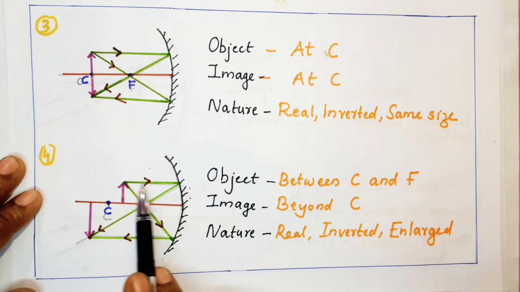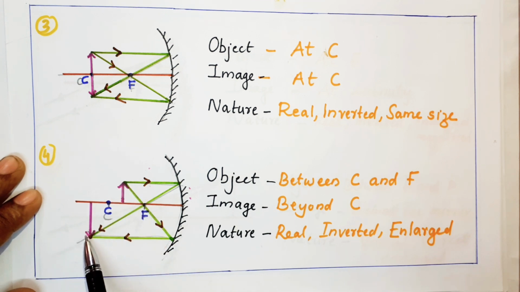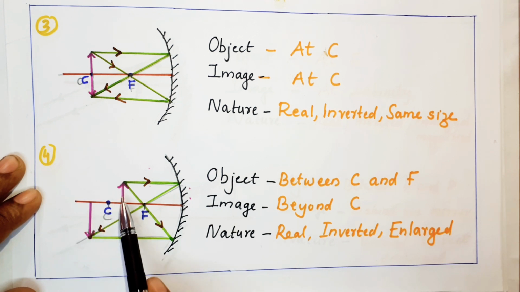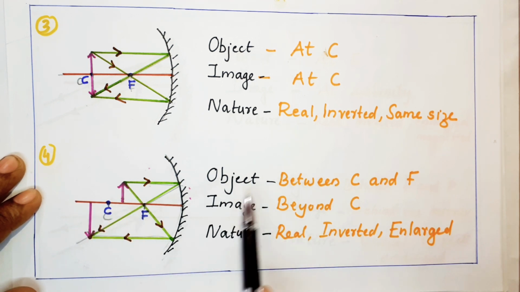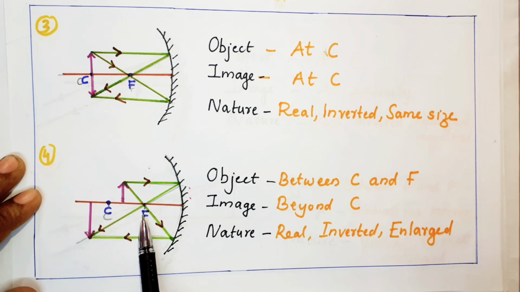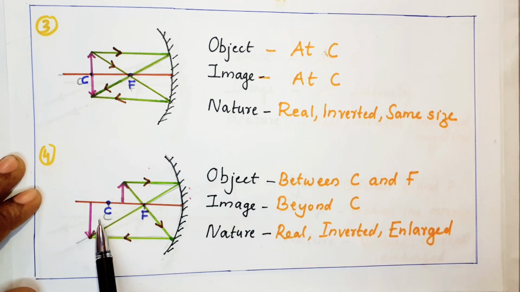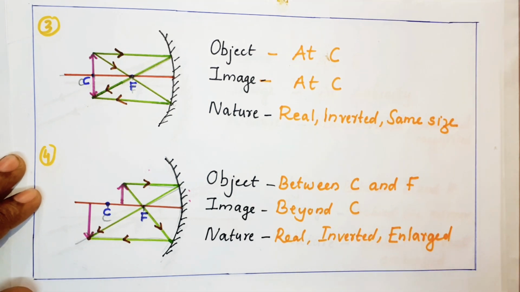A light ray going parallel to the principal axis will go through focus. A light ray passing through focus will emerge as parallel. Both intersected at this point, and we get an image here. I am getting the tip here. If you see these two, it is a little bigger than the object. So I can say that for an object between C and F, you get an image beyond C. The nature is real, inverted, and the image is enlarged.